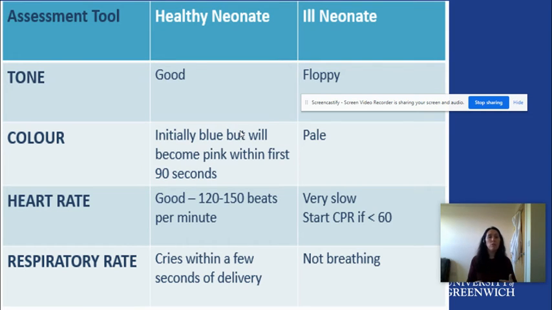But after that, if they just go to normal breathing, just count the rise and fall of the chest. See whether you think it's in the normal range or not. Obviously, if the baby's not breathing, we need to do something about it.